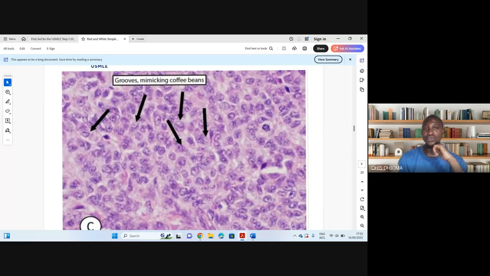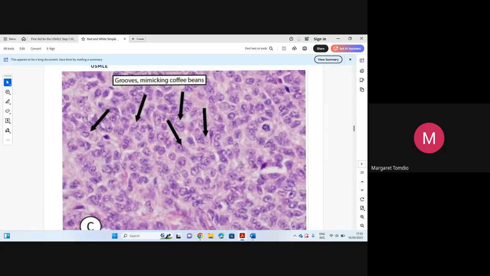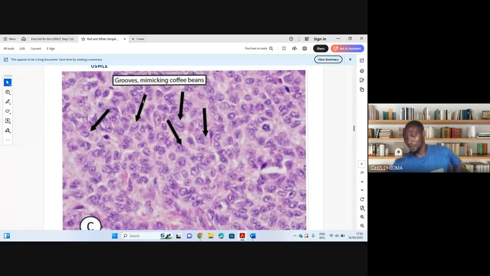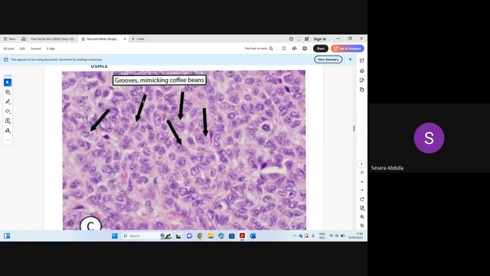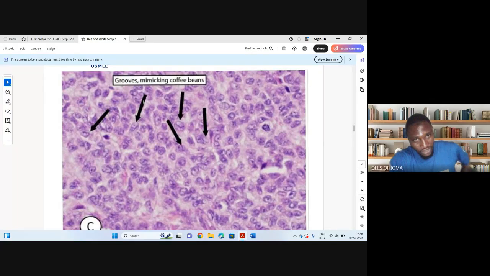What do you think this particular tumor is? Brenner, because of the coffee bean? No, it's not Brenner's tumor, guys. Can somebody try again? Fried egg appearance. Okay, so what are you seeing here? Dysgerminoma. Exactly. This is looking like a dysgerminoma.